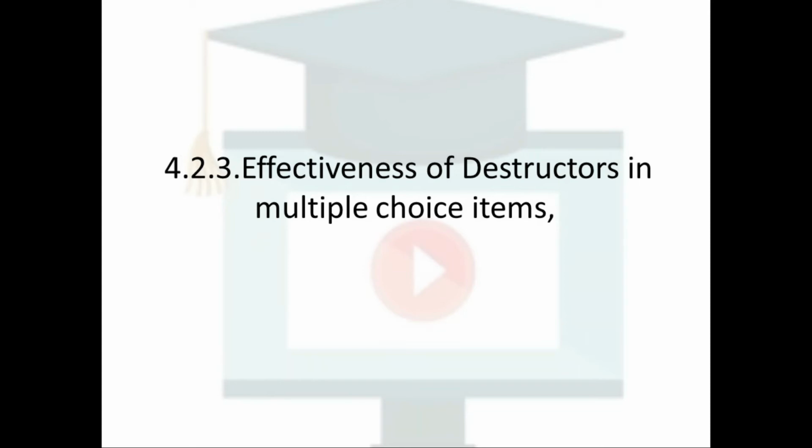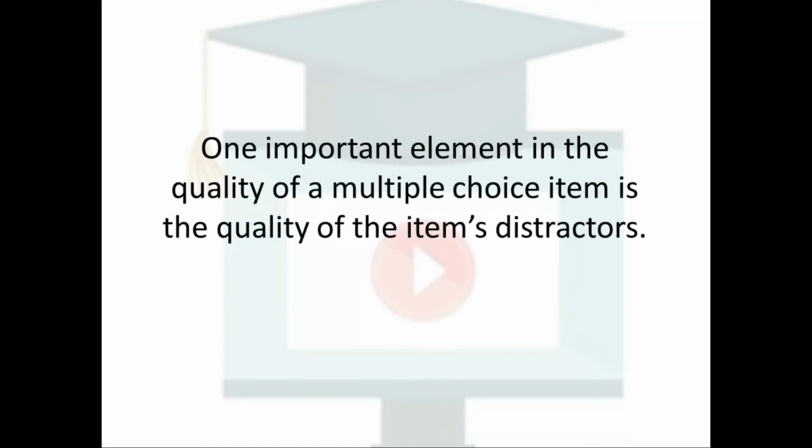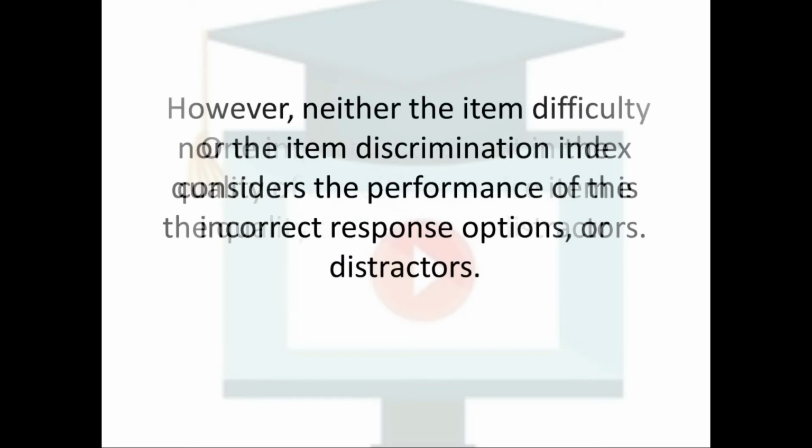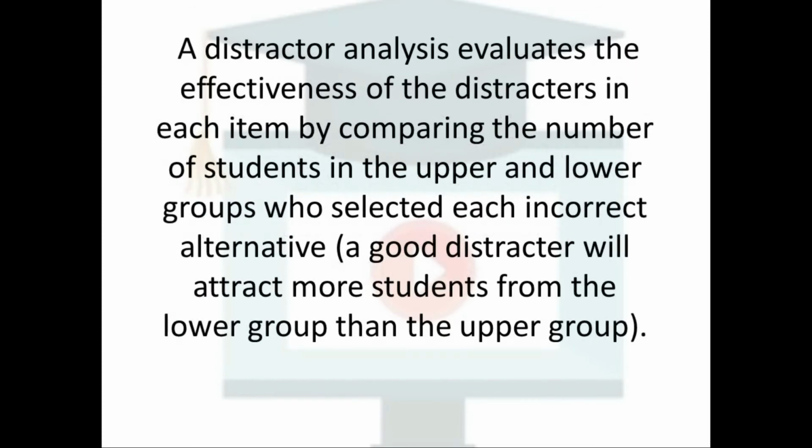4.2.3 Effectiveness of distractors in multiple-choice items. One important element in the quality of a multiple-choice item is the quality of the item's distractors. However, neither the item difficulty nor the item discrimination index considers the performance of the incorrect response options, or distractors. A distractor analysis evaluates the effectiveness of the distractors in each item by comparing the number of students in the upper and lower groups who selected each incorrect alternative. A good distractor will attract more students from the lower group than the upper group.